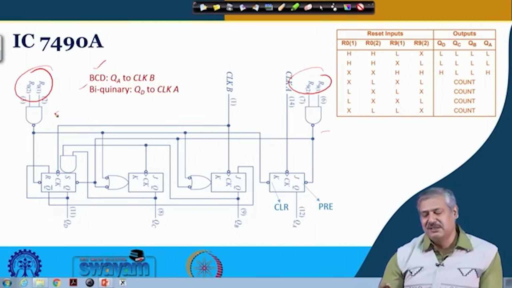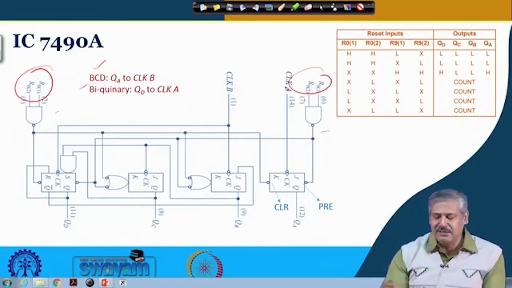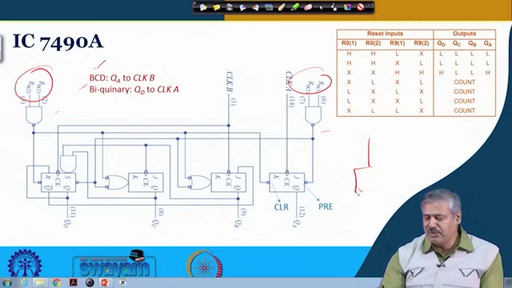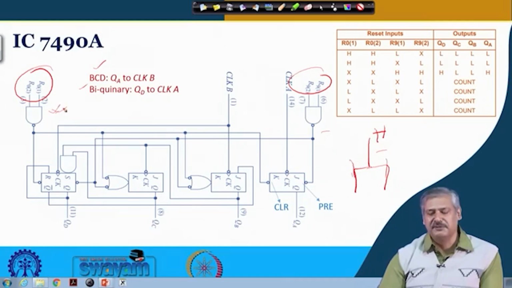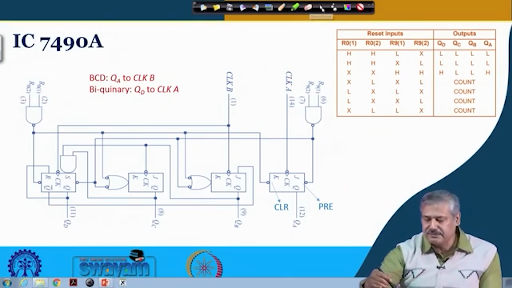Right now, if we just need to clear it, we can connect one wire and feed it to both of them, and make it high, and it will be cleared. Later on we will see how these two inputs and this internal logic gate are helpful, in subsequent classes.